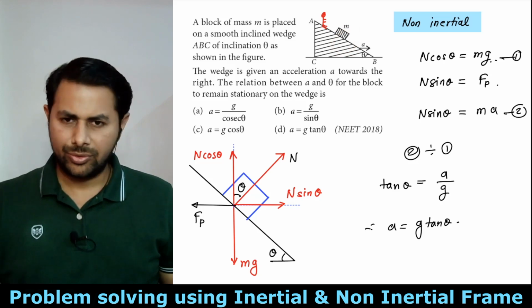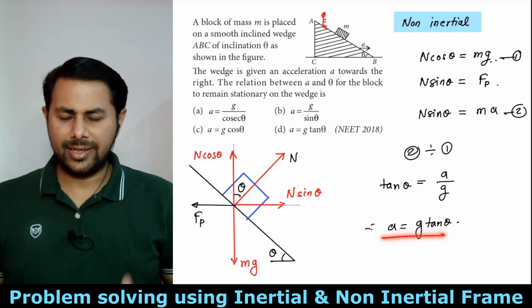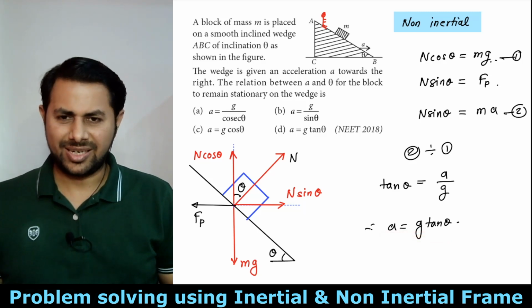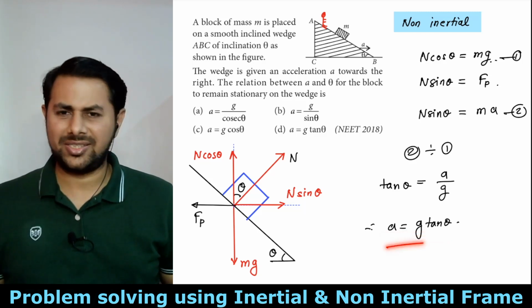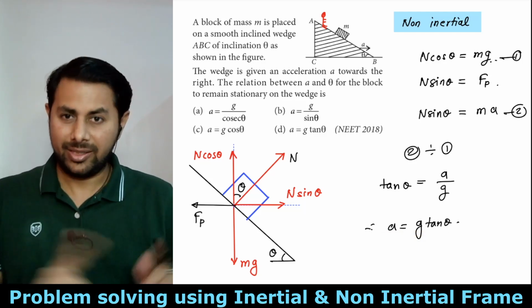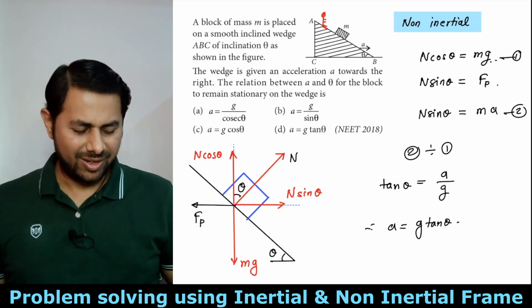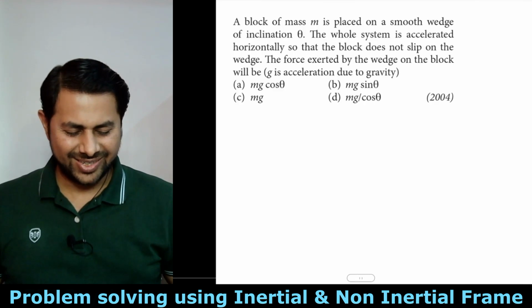If you do them repeatedly, again and again, you will know that a is equal to g tan theta. So if they ask what a is, it is just g tan theta, and there is no need to spend time in the exam. In practicing, yes, you need to spend time, but not in the exam, right?